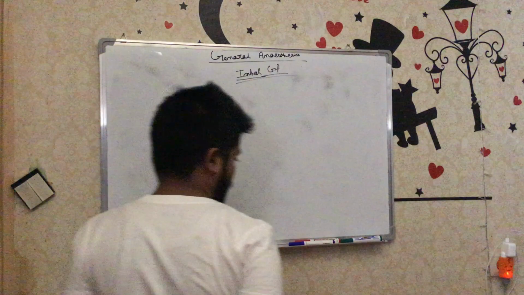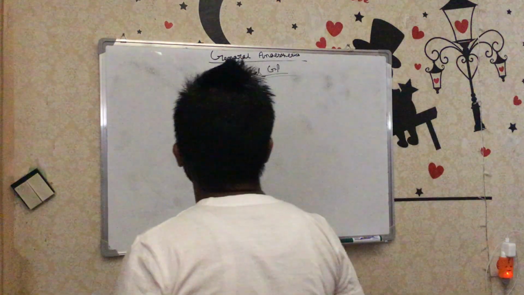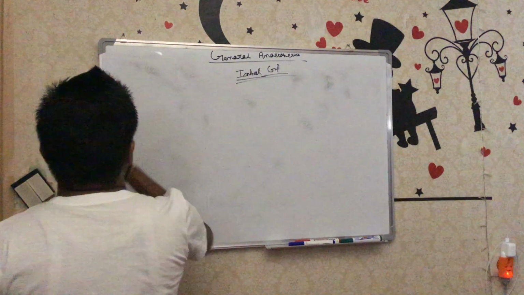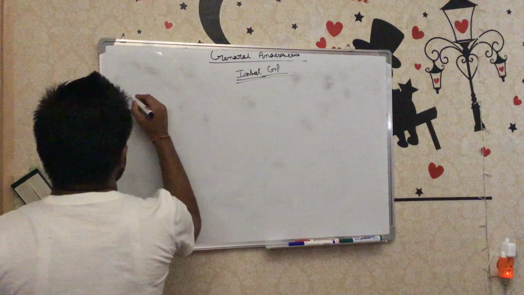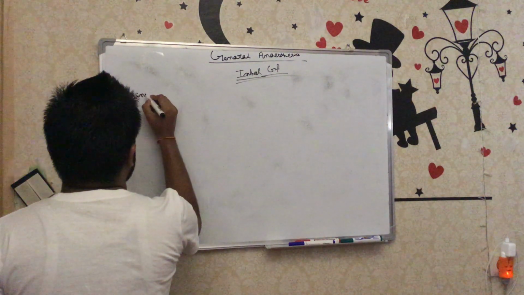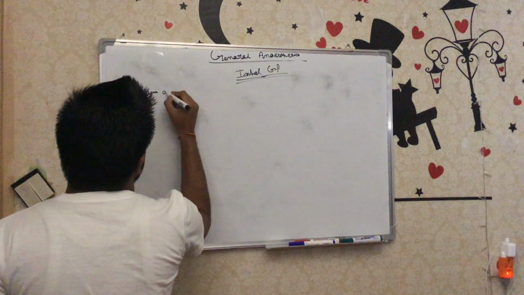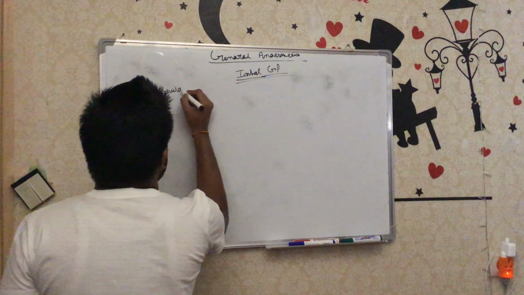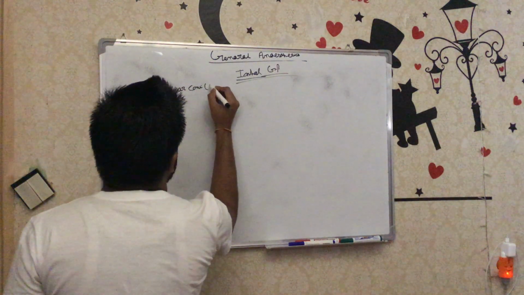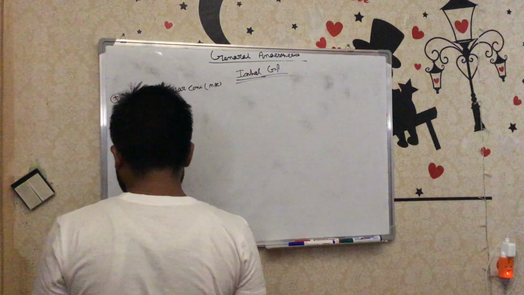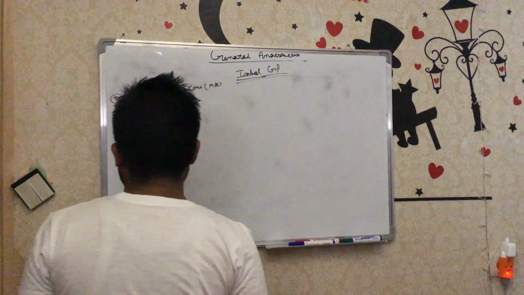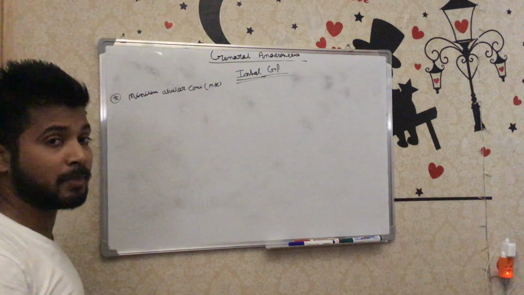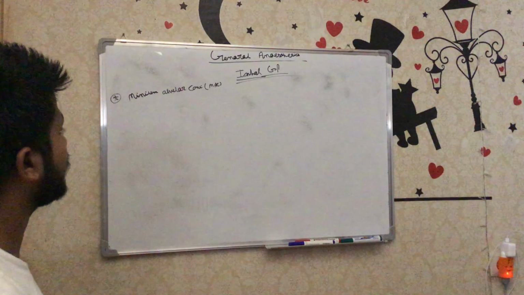Now we start the general main properties of inhalational anesthesia. First, we'll discuss minimum alveolar concentration, or MAC for short. It is the minimum concentration of the anesthetic in the pulmonary alveoli. That is called minimum alveolar concentration.